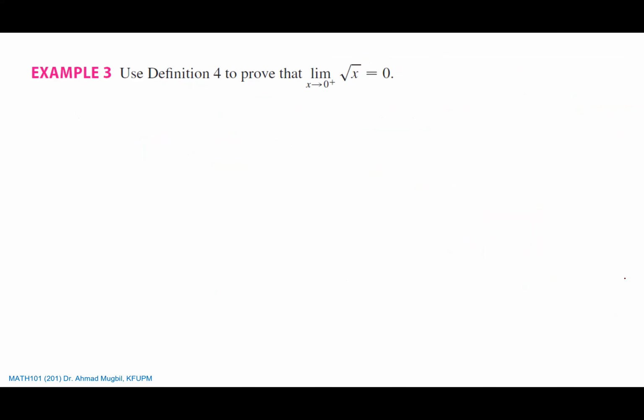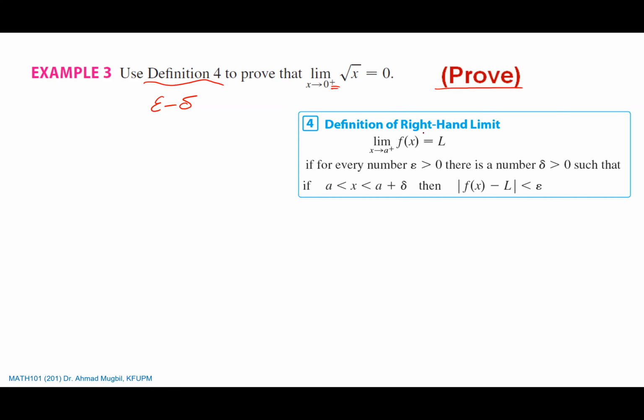Let's take another example, which is example number 3 in your textbook. Use definition 4, which is of course the epsilon-delta definition for limits from the right. Now we have the limit of square root of x as x goes to 0 from the right is 0. How to prove that? By using the precise definition of the limit. Again, you need to identify what is your function, what is your L, what is your A, and so on. This is the definition when you have a right limit. You need to focus on this only, and you should have this.